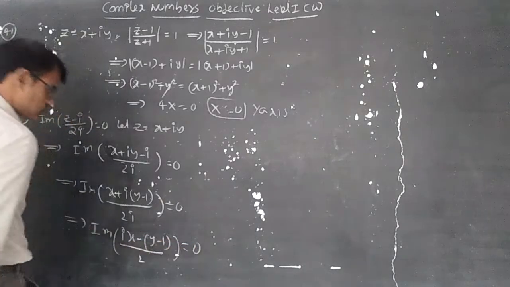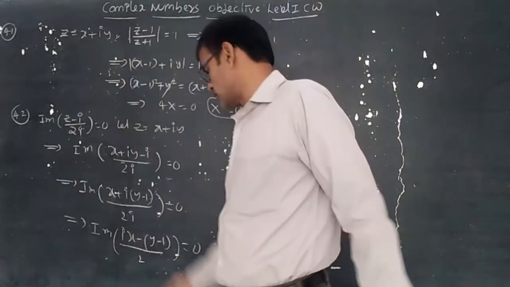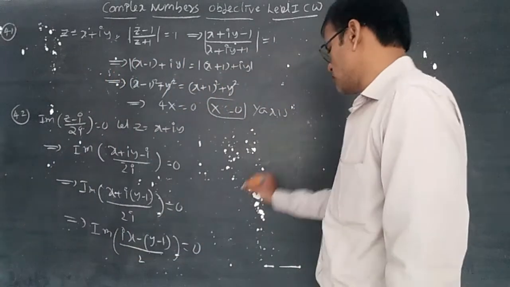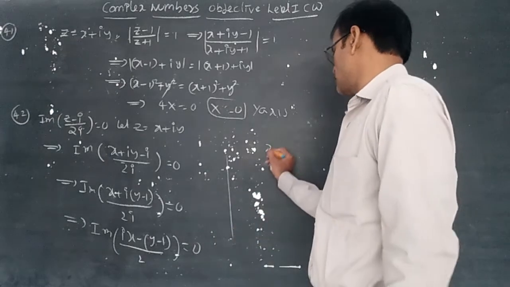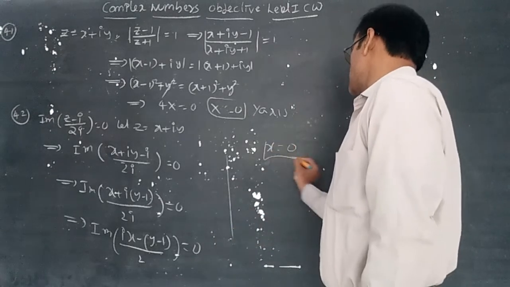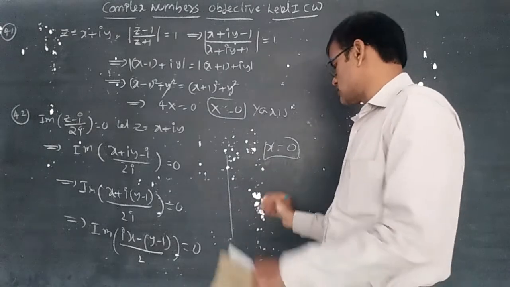Among these terms, the imaginary part is 0. So the locus is simply x equal to 0. That is nothing but the y axis. So the imaginary part of x is 0 here. It is the y axis.